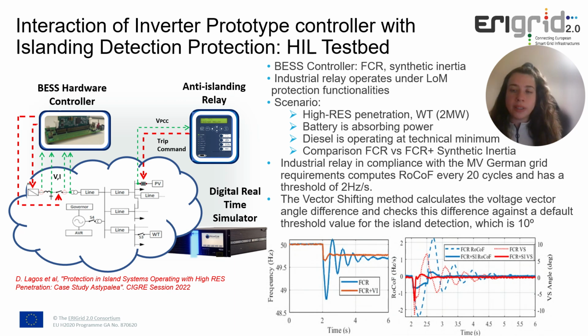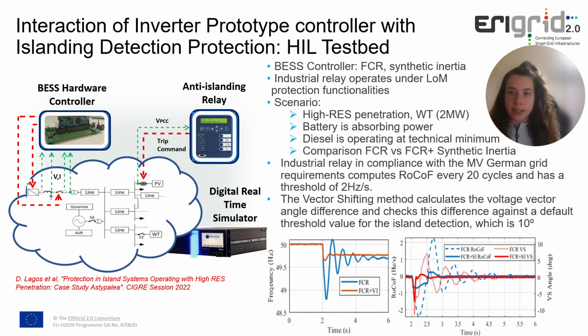The hardware battery energy storage system controller in the first case had only a frequency containment reserve component, and in the second, it also included synthetic inertia. The frequency transient under both control techniques is presented in the figure on the left. The frequency nadir in both cases does not exceed the settings of the load shedding relays in the islanded system, which is 48.5 Hz.